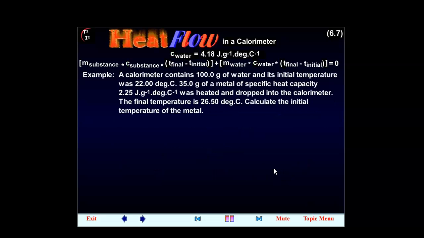Example. A calorimeter contains 100 grams of water, and its initial temperature was 22 degrees Celsius. 35 grams of a metal of specific heat capacity 2.25 joules per gram per degree Celsius was heated and dropped into the calorimeter. The final temperature is 26.5 degrees Celsius. Calculate the initial temperature of the metal.